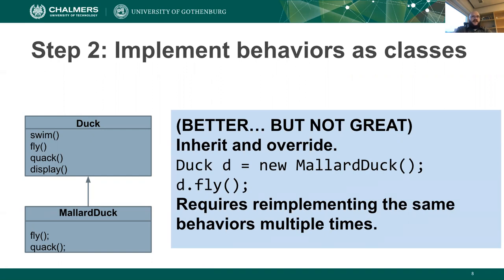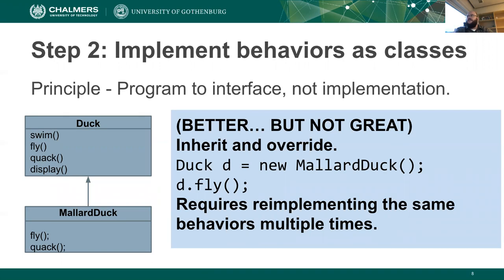We know they have the same methods, so we don't need to know which duck we're working with. Call the fly method, you'll get the appropriate behavior. But as we've talked about earlier, this also isn't great either, as we need to re-implement the same behavior multiple times. But there's an important lesson here, which is the idea of programming to an interface, not an implementation.